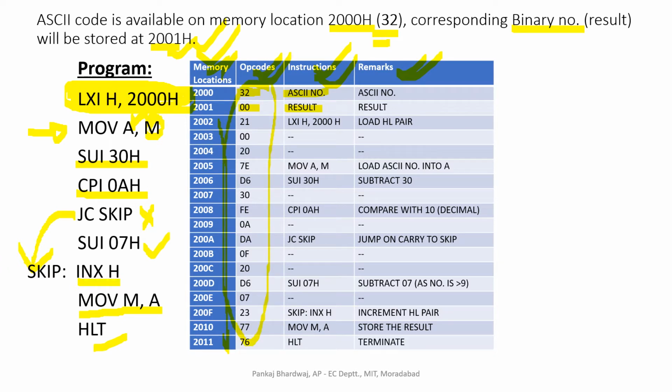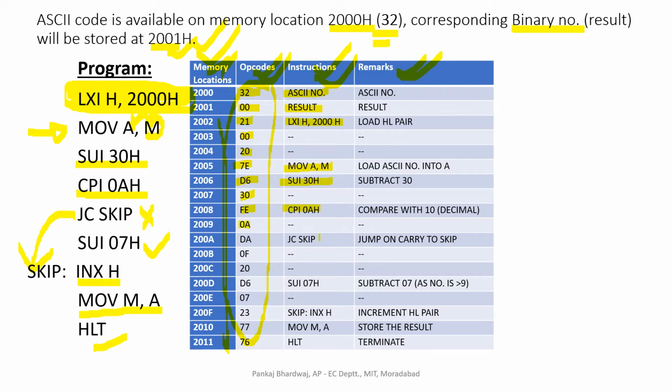After writing the opcodes, for example LXI 2000 is a 3-byte instruction, so 21 is the opcode for LXI, and the next two bytes are for the data. Similarly, MOV A, M has an opcode, that is 7E. Subtract immediate is a 2-byte instruction. First D6 is the opcode and second is the data. Similarly, CPI 0A is also a 2-byte instruction. First is the opcode, second is the data.